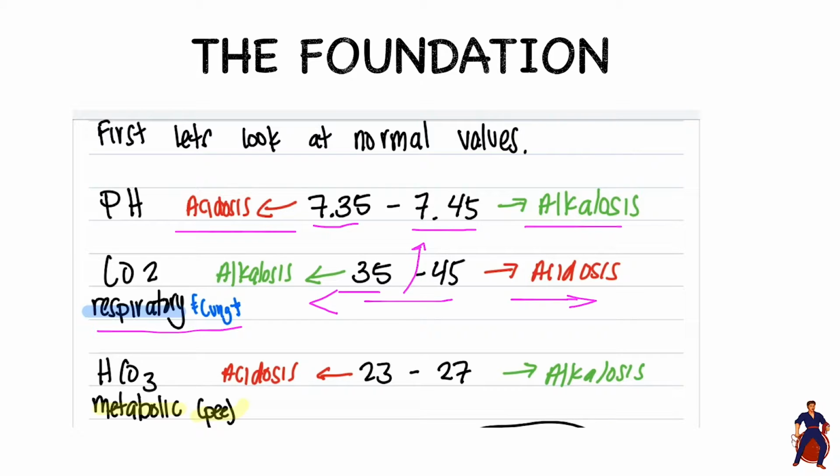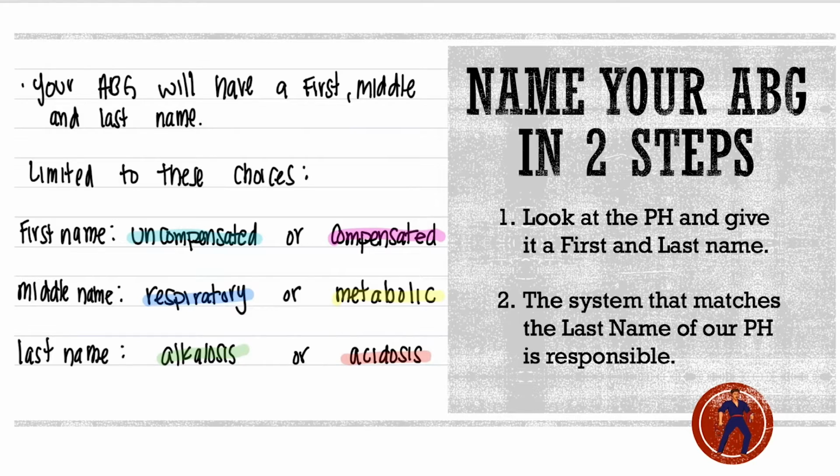Then moving on to our bicarb, we have this highlighted in yellow because it's excreted by the renal system primarily, and that just reminds me of pee, so we highlight it yellow to keep our notes intact. Our range here is 23 to 27. If we're above 27, we're alkalotic, and if we're below 23, we're acidotic.